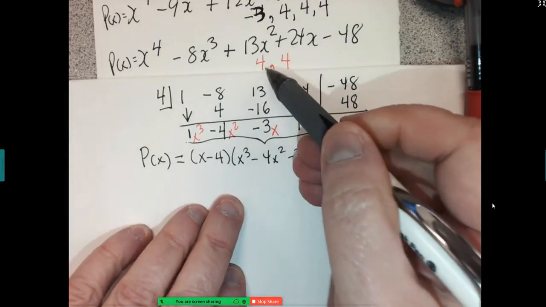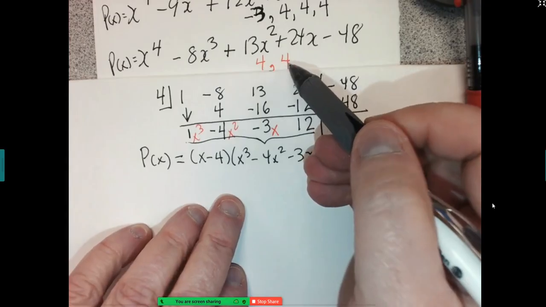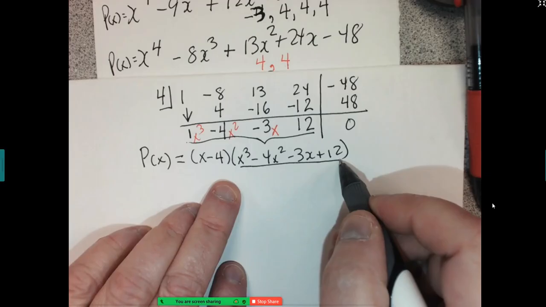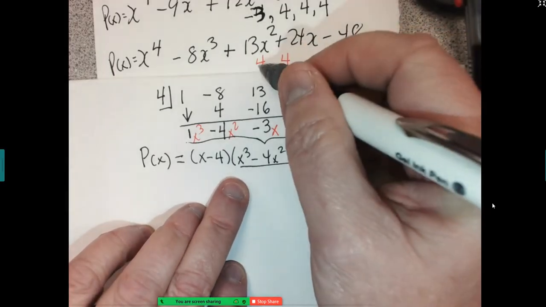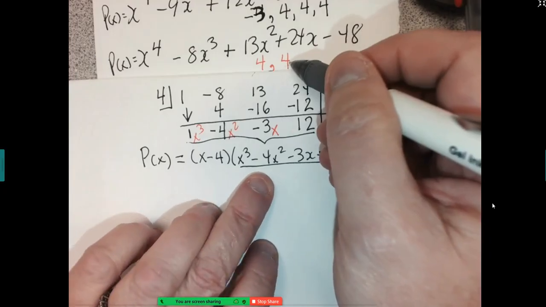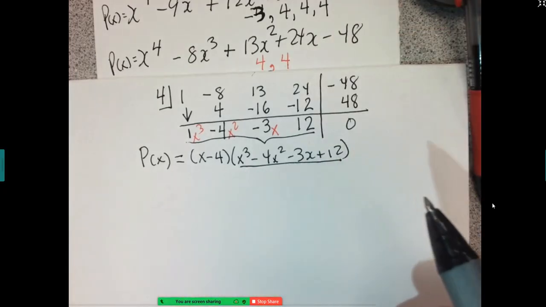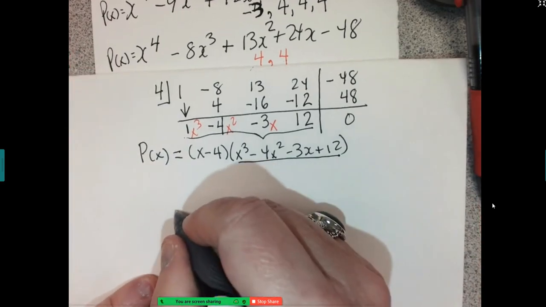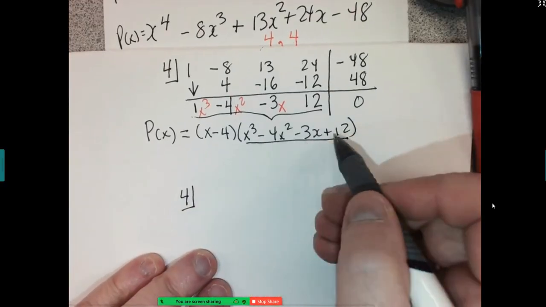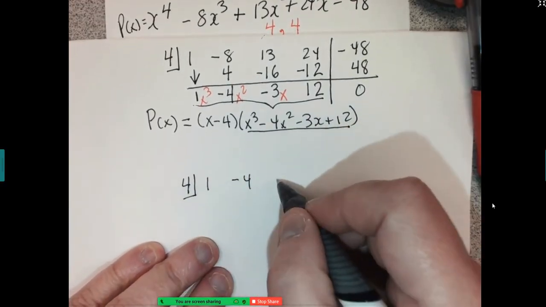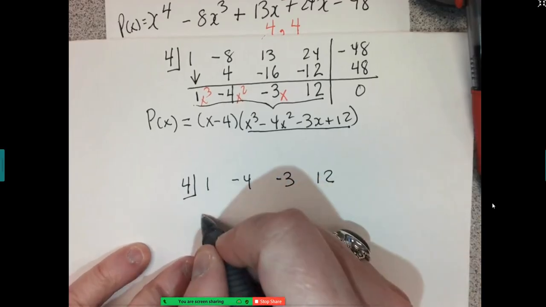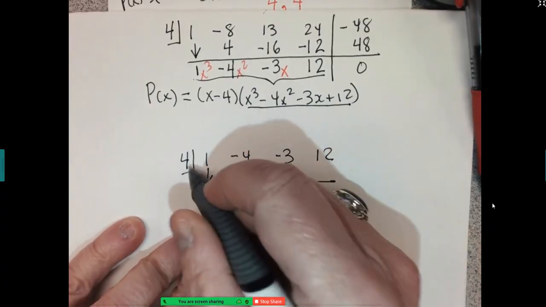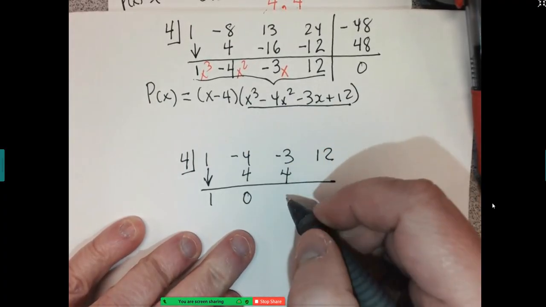And now I know that 4 is a 0 and it's repeated. So what I'm going to do is break this one down, because I've used up one of these, I'm going to divide this one using synthetic division with 4 in the box. So over here, I'm going to break this one down. I'm going to add.